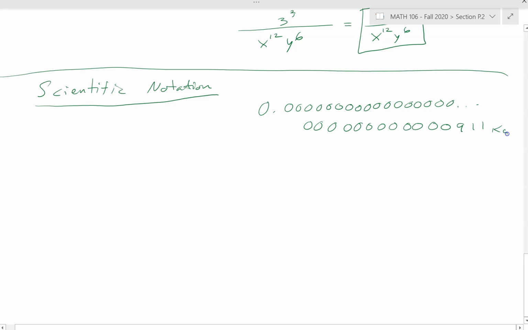Kilograms. So do you think scientists want to write that out every time they want to talk about the mass of an electron? They don't. So for really small numbers and really big numbers.